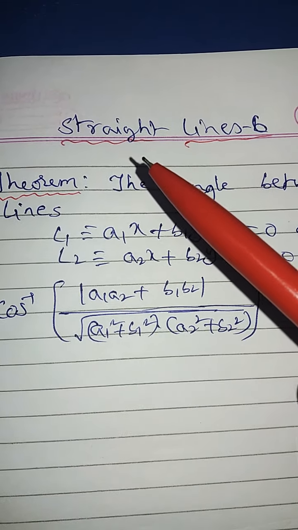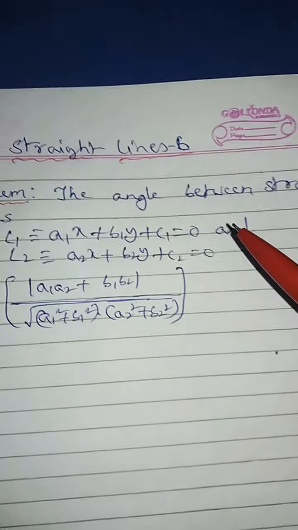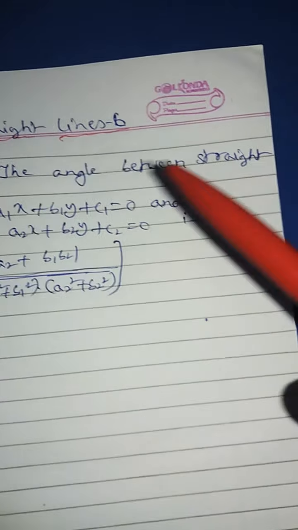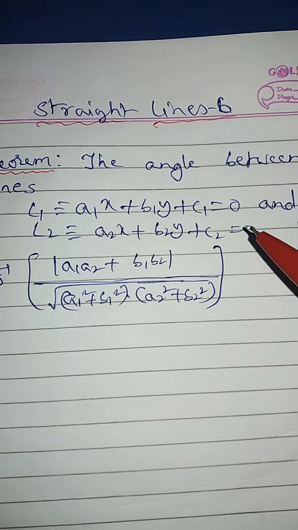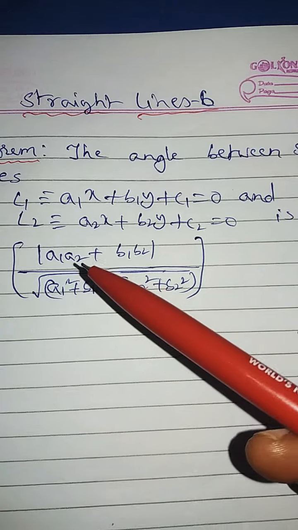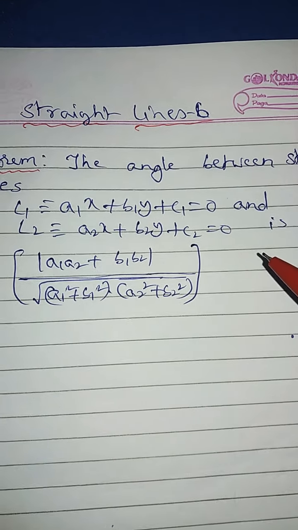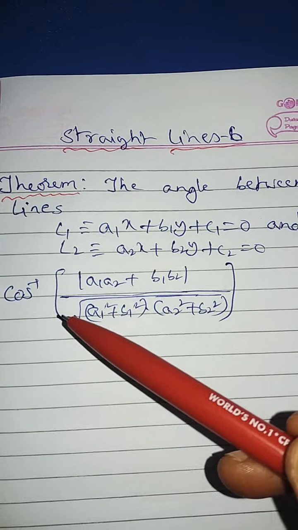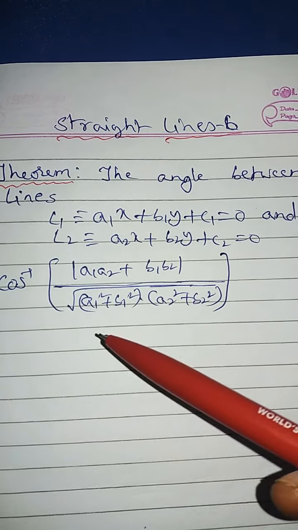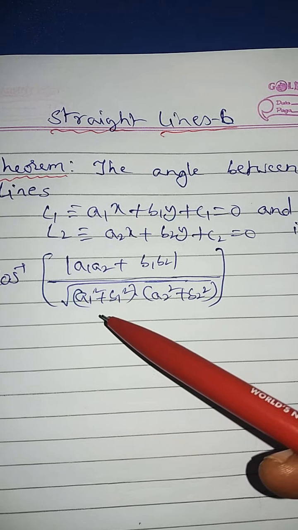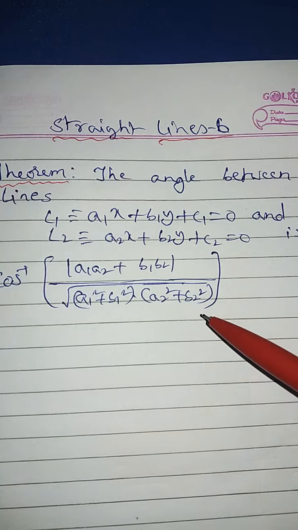Today I am going to explain a new Straight Lines 6 topic. In this I will explain a theorem. The angle between straight lines L1: a1x + b1y + c1 = 0 and L2: a2x + b2y + c2 = 0 is cos inverse of (a1a2 + b1b2) divided by the square root of (a1 square + b1 square) into (a2 square + b2 square).